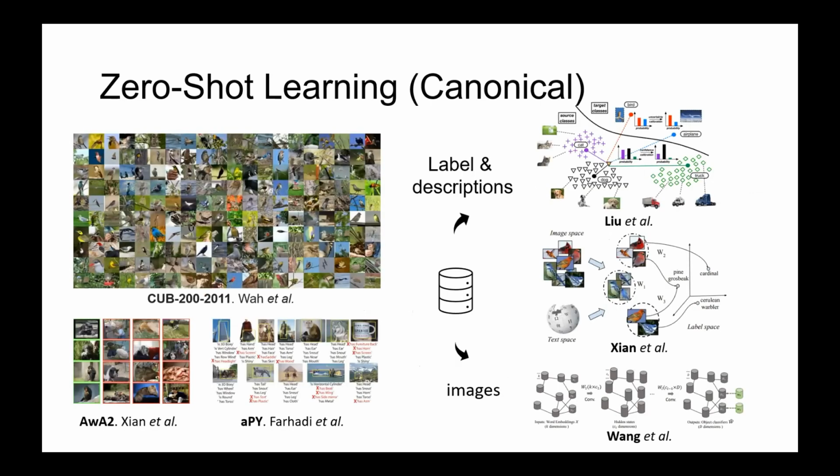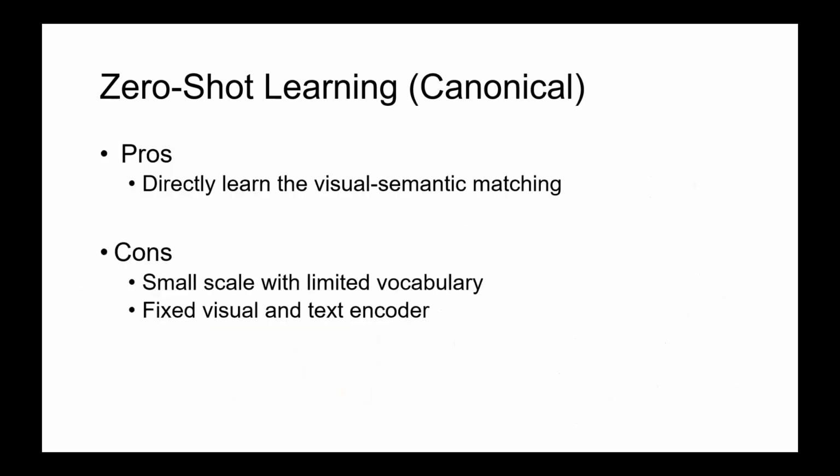To tackle this problem, we also collected many datasets like fine-grained bird categorization, AWA2, and APY. All of these datasets provide the images and also the descriptions associated with each concept. The goal is to learn the mapping between the image and the description of each concept. And we have seen many works developed to tackle this problem.